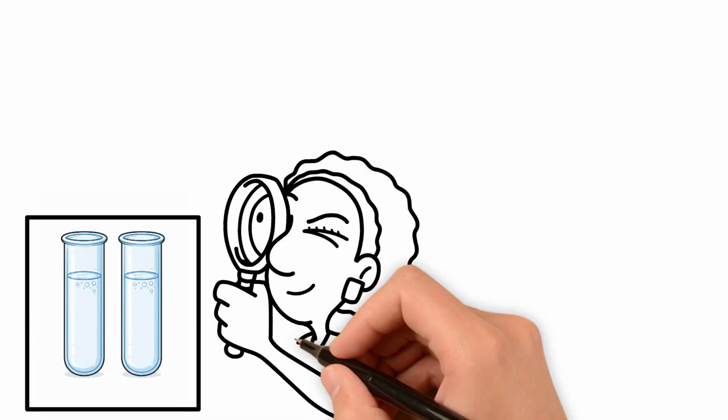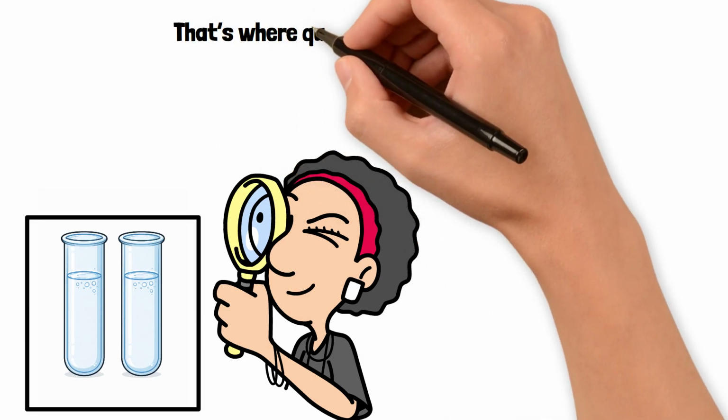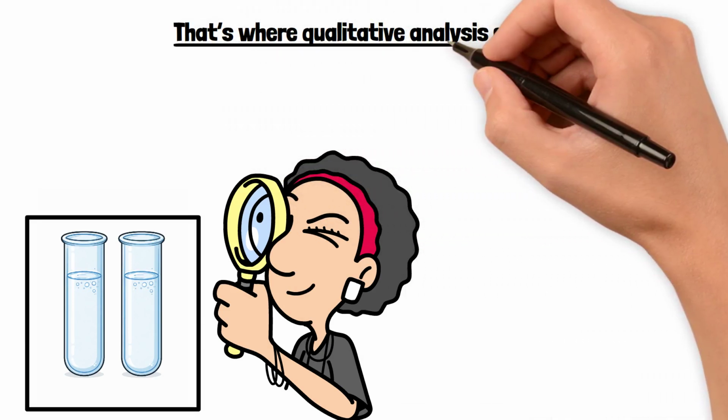Take two clear solutions in separate test tubes. They look exactly the same: no color, no smell, no label. So, how do you know what's actually inside them? That's where qualitative analysis comes in. Let's go a little deeper.